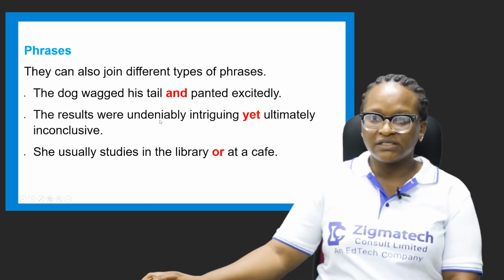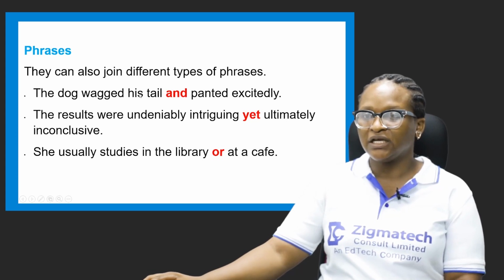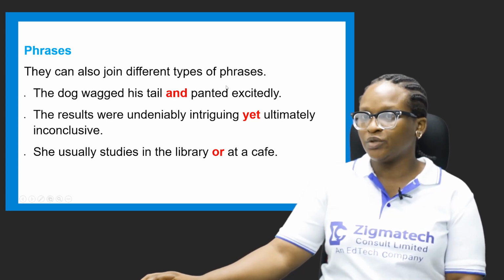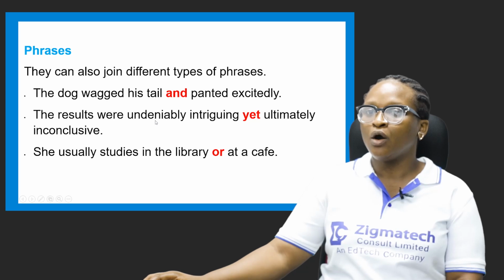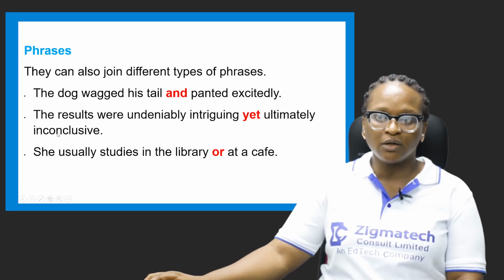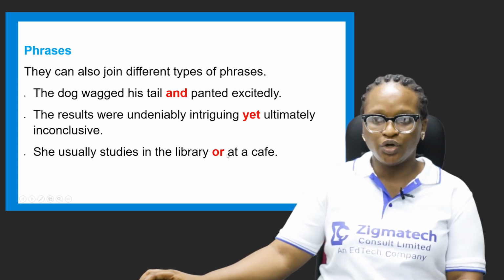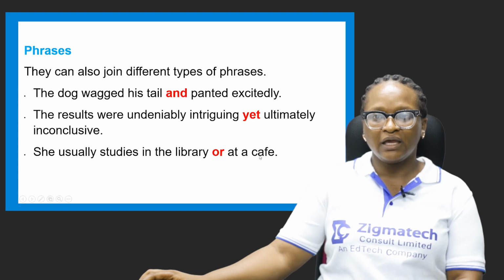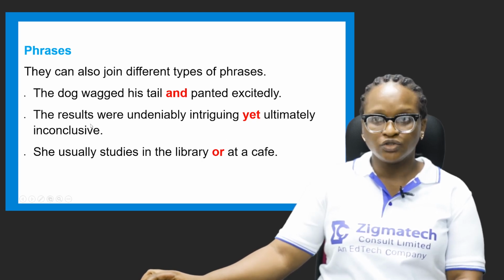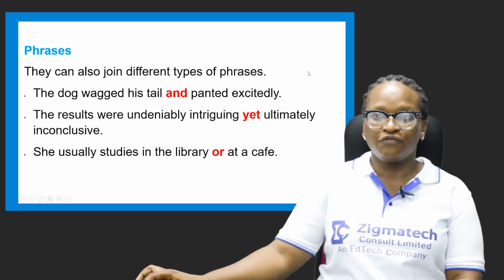All right, phrases. Now they say that they can also join different types of phrases. His tail has been joined with panted excitedly. Undeniably intriguing has been joined with ultimately inconclusive. And finally, in the library has been joined with at a cafe. So we've seen a case of using coordinating conjunctions specifically to join phrases.